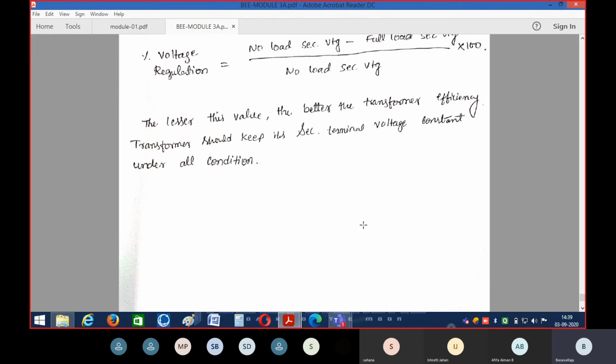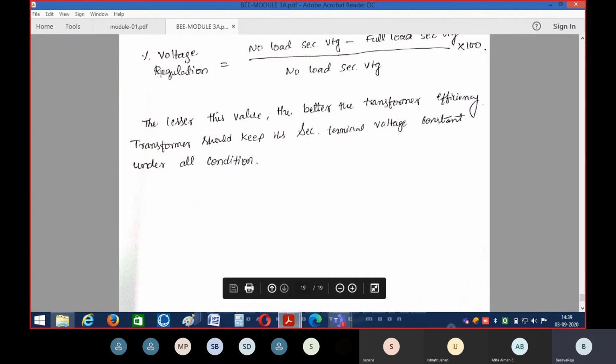Suppose one transformer has 90% efficiency and another transformer has 80% efficiency. Which one would you say is the good transformer or the best transformer among these two? We can say the one having the better efficiency is always good in performance. Okay, and that is with respect to the efficiency.